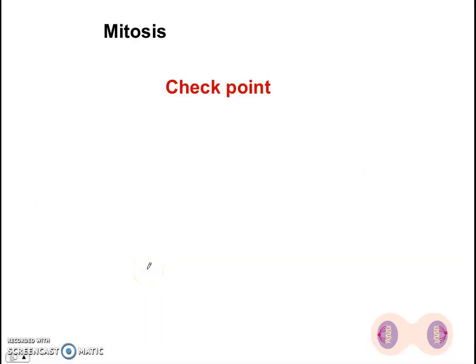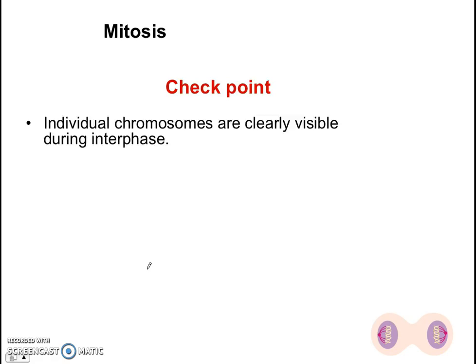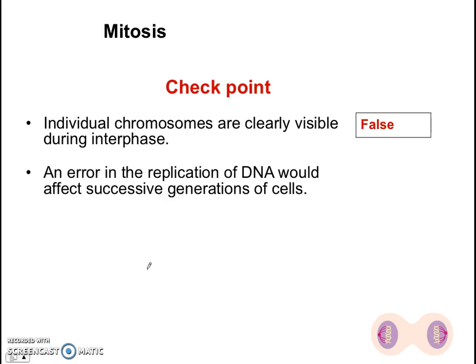So let's end off with a quick checkpoint to check whether your understanding of mitosis is there. True or false? Individual chromosomes can be seen during interphase. The answer is false. You see chromatin threads, not individual chromosomes. Second, an error in the replication of DNA would affect successive future generations of cells. Now this is true, because the error will be passed on to those cells.